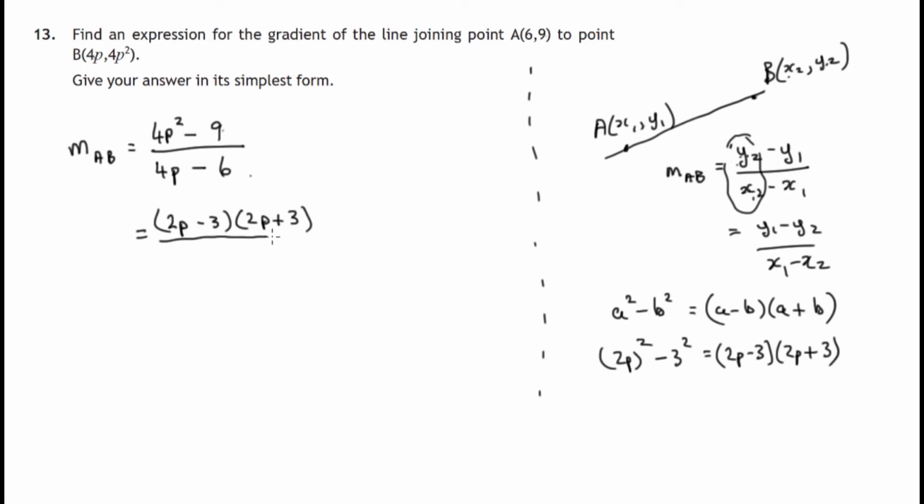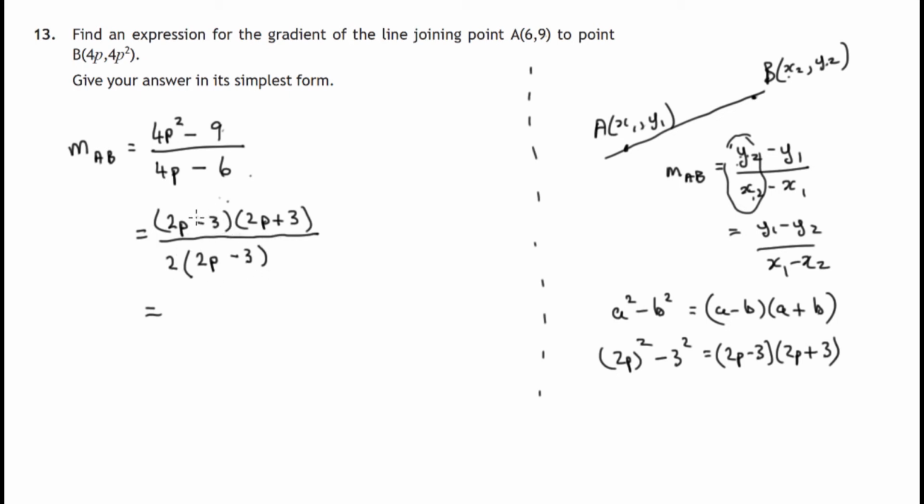Let's look at the denominator, bottom of the fraction. There is a common factor of 2 in each of these terms, which we can take outside the brackets, leaving us with 2p minus 3. Again, check it out, multiply out the brackets. 2 lots of 2p is 4p, 2 lots of negative 3 is negative 6. So we're okay there. And we'll notice that this fraction has 2p minus 3 as a factor top and bottom.